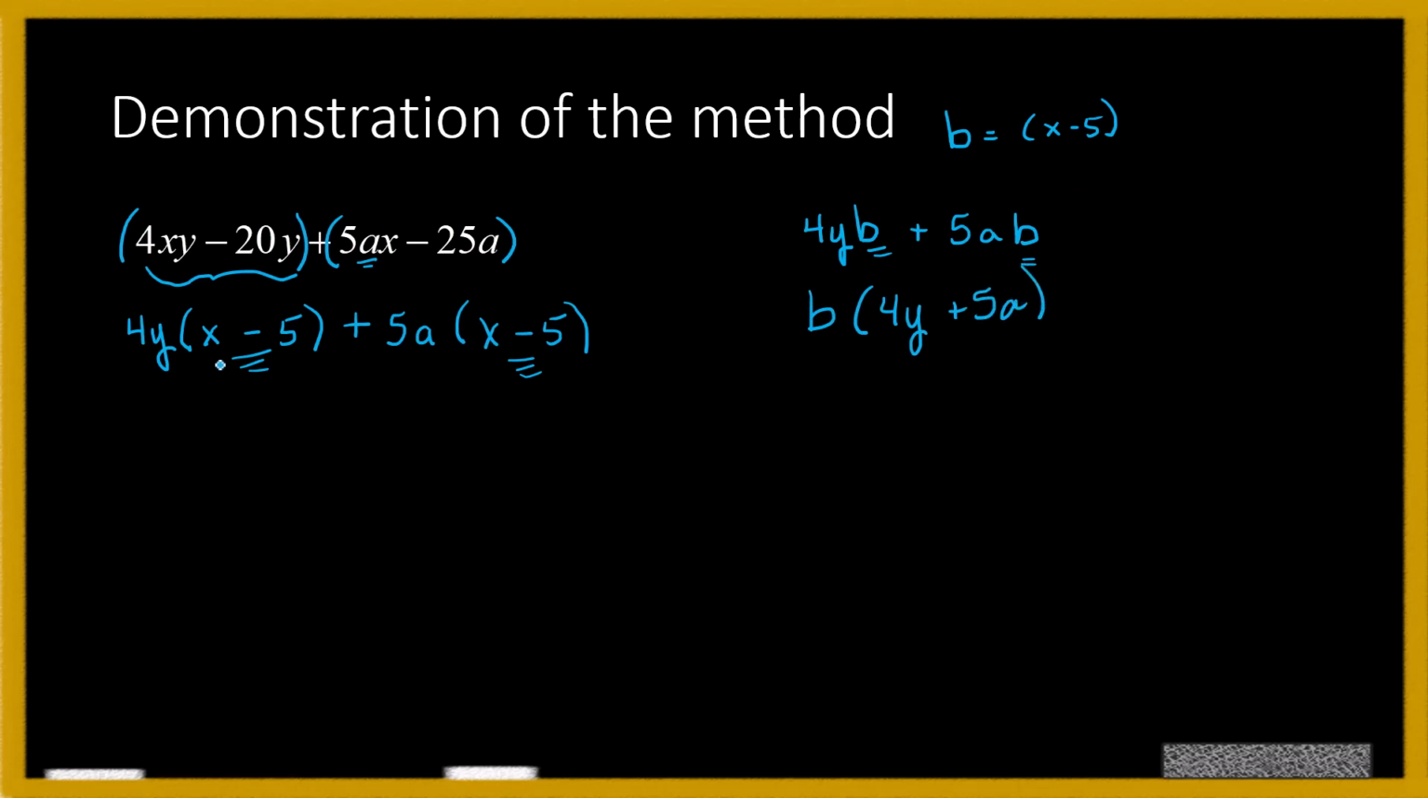So that same method is done here. I'm going to bring out x minus 5 from both terms. I'll bring it out to the front. So there's the common factor. And what I'm left with is 4y plus 5a. And I don't see anything else I can factor in either of those 2 binomials, so this is my complete answer.